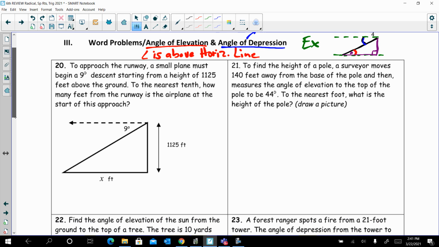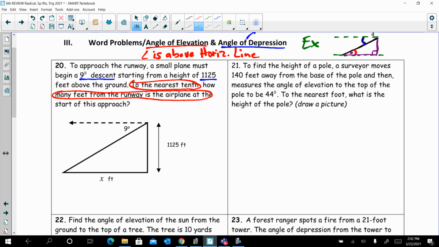The key to this is to read your word problem once or twice and identify the key information. It says we have a small plane that begins descent at a 9 degree descent, starting from a height of 1125 feet above the ground. Then it wants us to find, to the nearest tenth, how many feet from the runway the airplane is at the start of its approach.